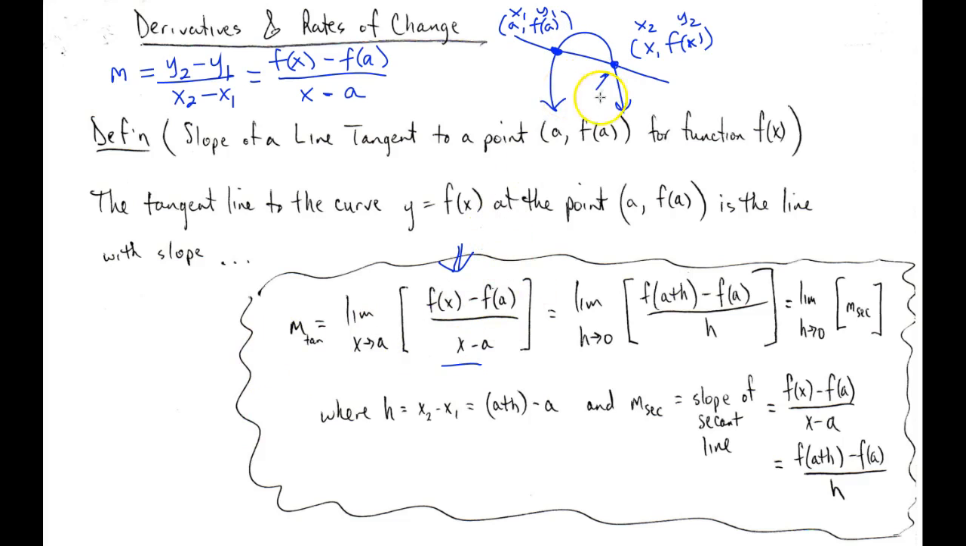Either way, we end up with a line that goes through this particular point right here, and that line is what we call the tangent line. The slope of that line is what we call the slope of the tangent line. That's one of the ways that we interpret a derivative. So that's what this is about.